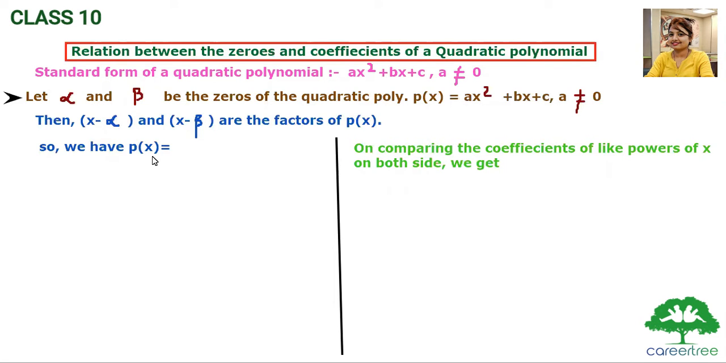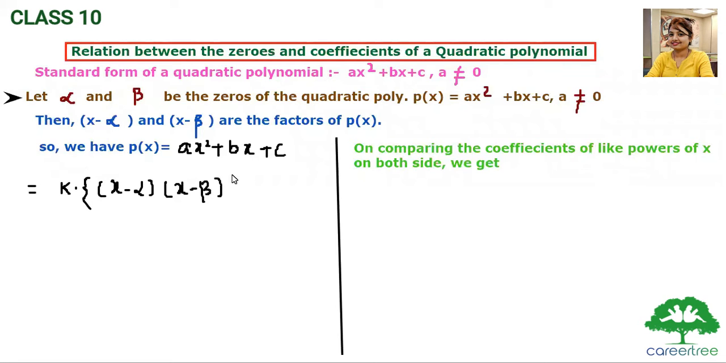So we can write the polynomial ax squared plus bx plus c. Since x minus alpha and x minus beta are the factors of this polynomial, this polynomial can be expressed in the form of the product of its factors. So some constant k into the product of its factors, x minus alpha into x minus beta.